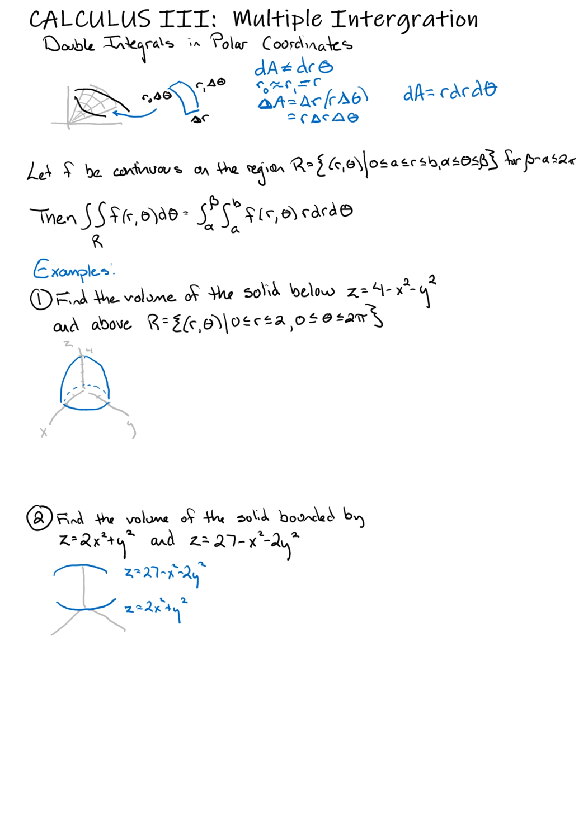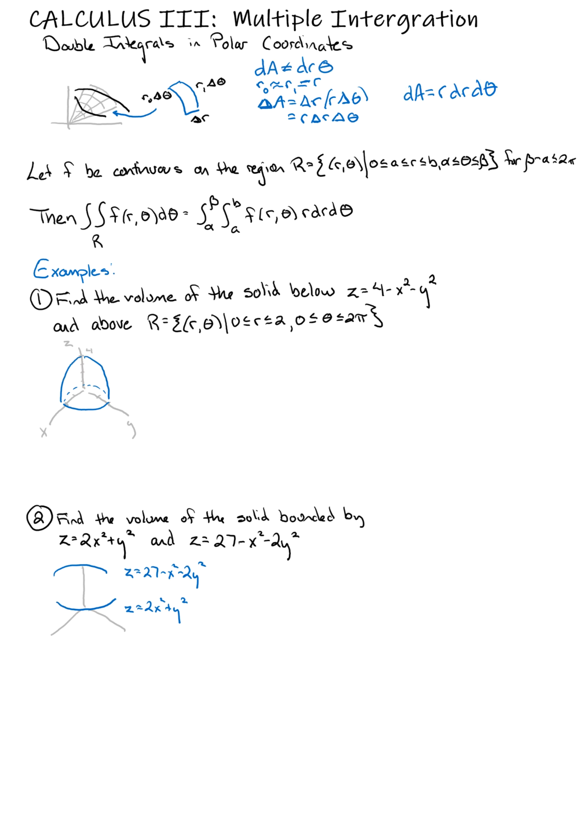So again, notice that dA is not simply dr d theta, it is instead r dr d theta. Make sure you remember that dA in polar coordinates is r dr d theta. It's very common for people to leave off that extra r in the front. All right, so let's take a look at how we'll find those areas.